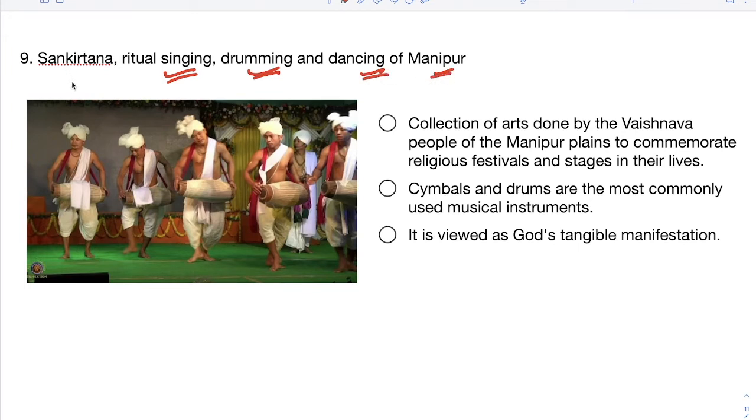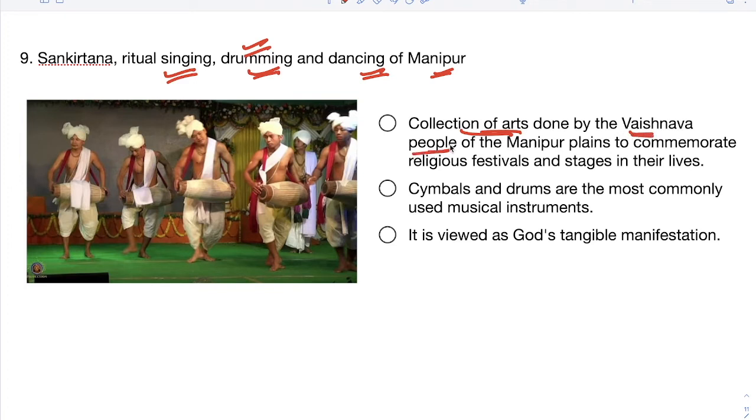It means they sing, they dance, they drum, all the things happen in this form. So it is mostly in the state of Manipur. It is a collection of arts. What are the art forms? Drumming, dancing, singing, done by the Vaishnava people.